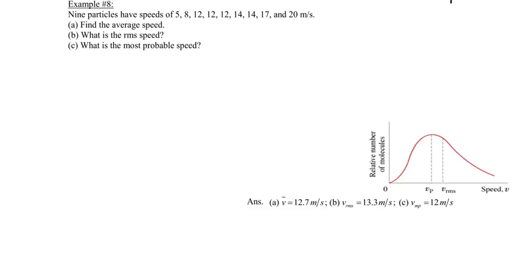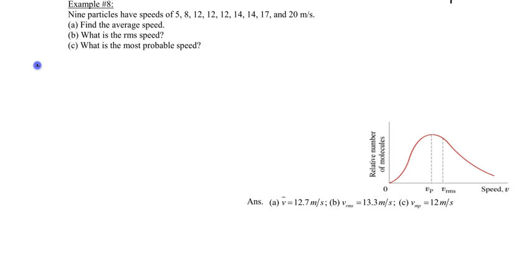Welcome to example number 8. This is a question where we're given 9 particles with different speeds from 5 meters per second all the way up to 12 meters per second, and we're asked to find a number of statistical things. First, we're asked to find what is the average speed, or sometimes just simply called the arithmetic mean.